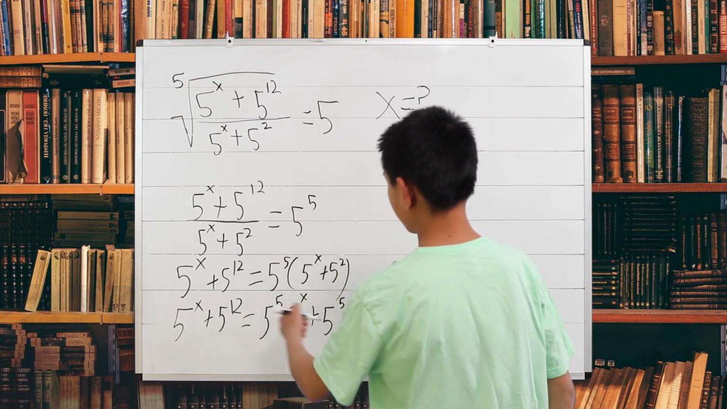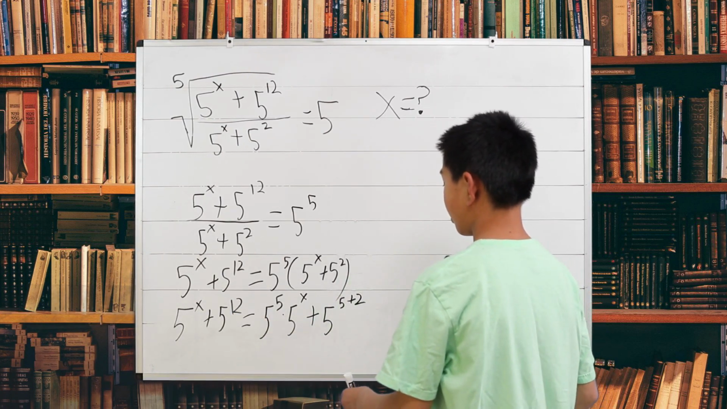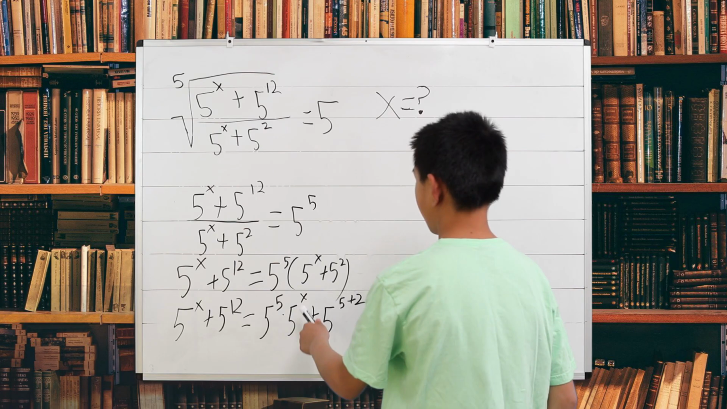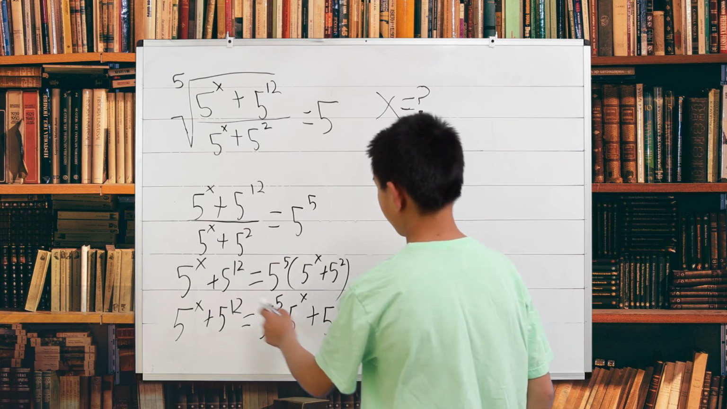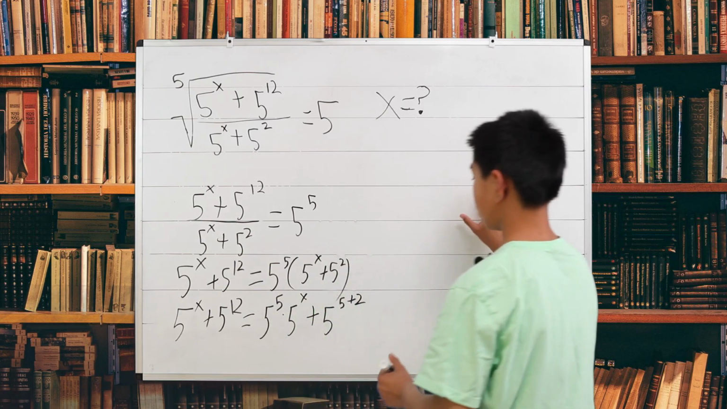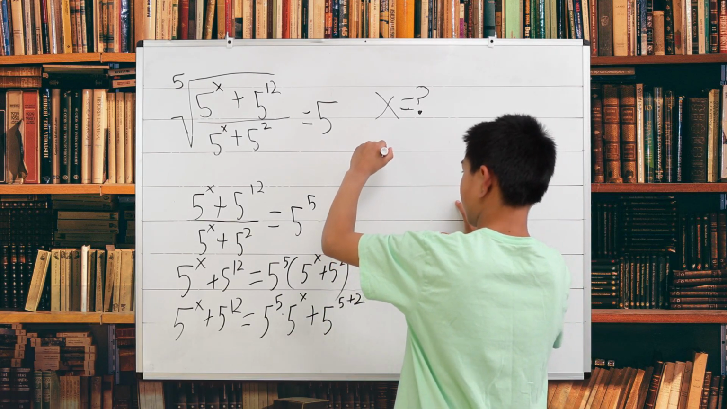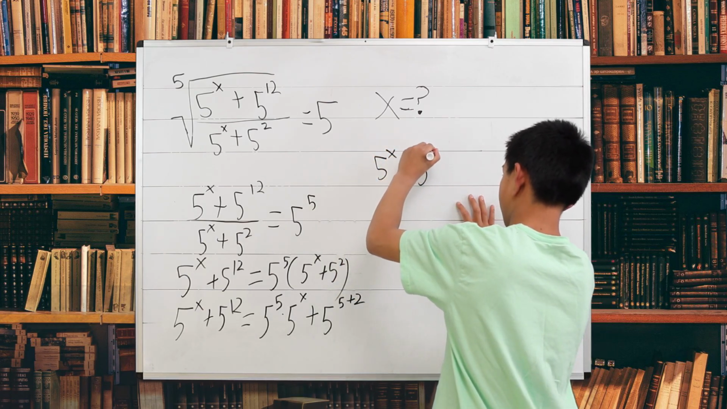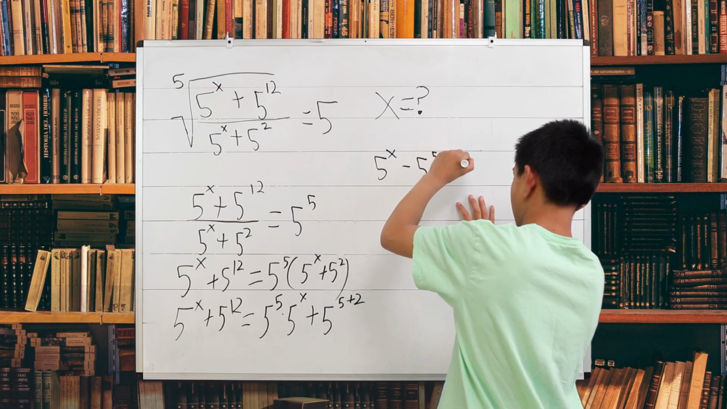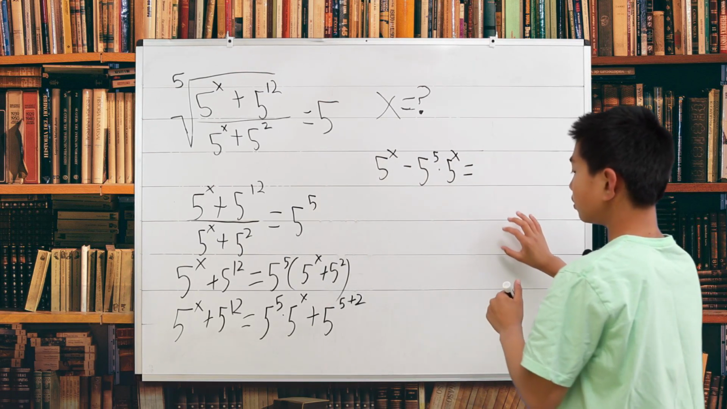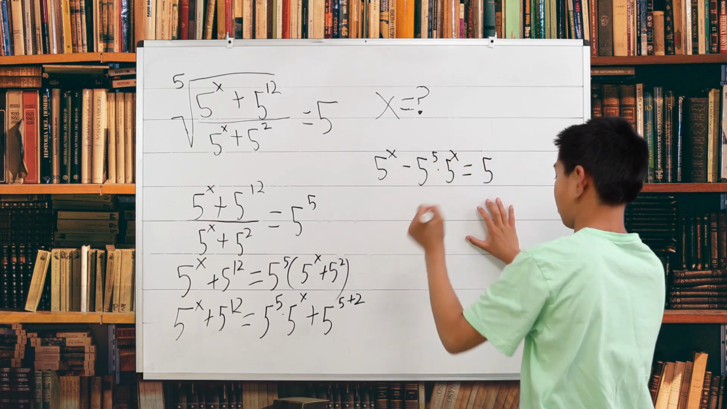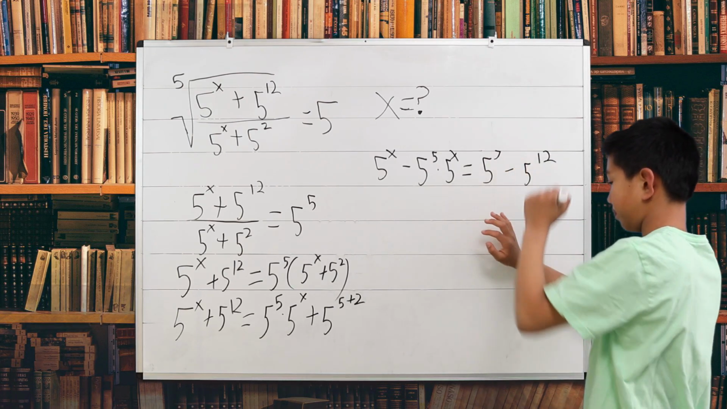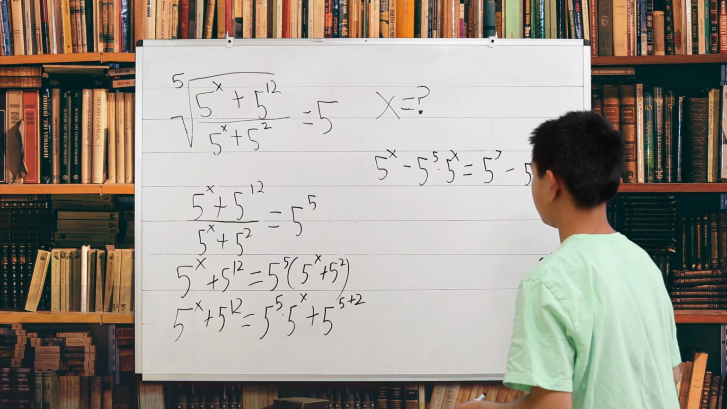Now we have to swap these, since we have to make this side have a 5 to the power of x, but they're on both sides, so we have to make it into one side. So it's going to be 5 to the power of x minus 5 to the power of 5 times 5 to the power of x is equal to, well, 5 to the power of 7 minus 5 to the power of 12. See, we just swapped them.